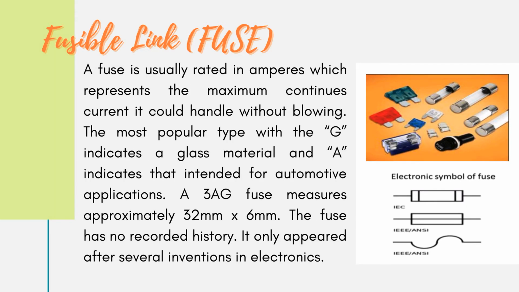A fuse is usually rated in amperes, which represents the maximum continuous current it could handle without blowing. The most popular type has a G, which indicates a glass material, and A indicates that it is intended for automotive applications. A 3-AG fuse measures approximately 32 mm by 6 mm. The fuse has no recorded history. It only appeared after several inventions in electronics.